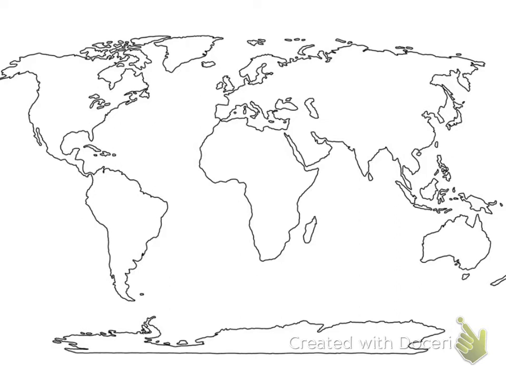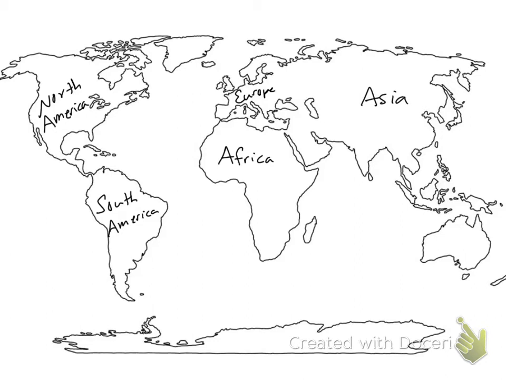So the name of the continents are North America, and that's where we live. South America, Africa, Europe, Asia, Australia, and Antarctica down here. Okay, those are the 7 continents.